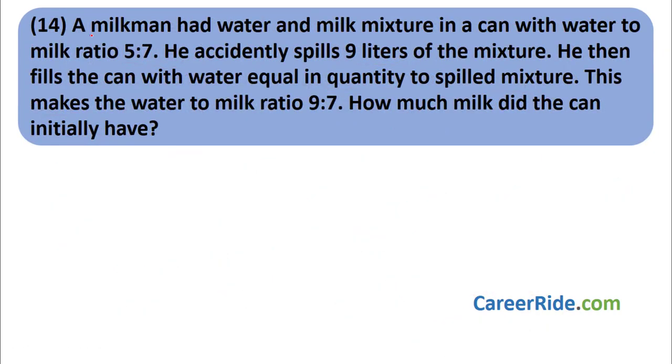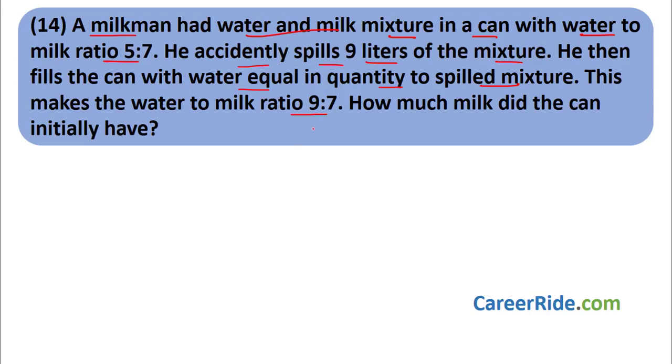Question number 14. A milkman had a water and milk mixture in a can with water to milk ratio 5:7. He accidentally spills 9 liters of the mixture. He then fills the can with water equal in quantity to the spilled mixture. This makes the water to milk ratio 9:7. How much milk did the can initially have?